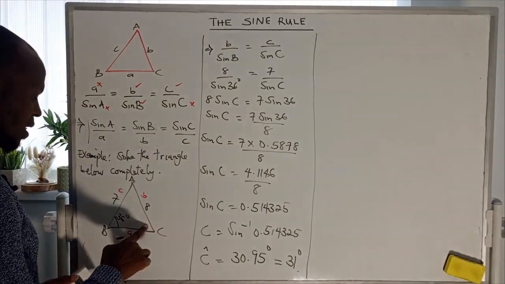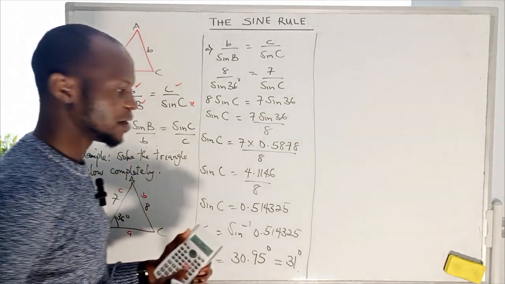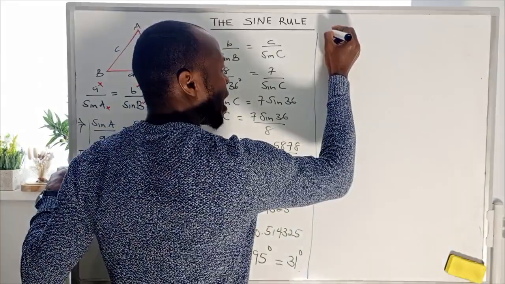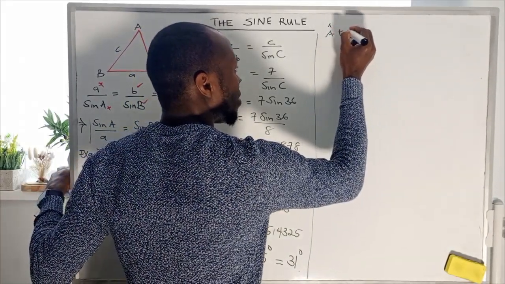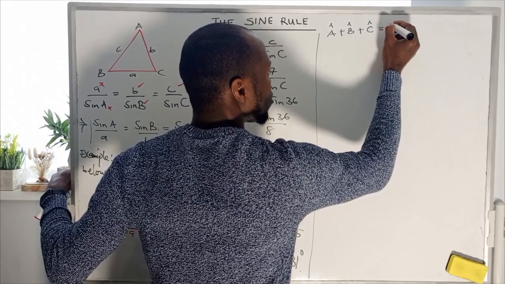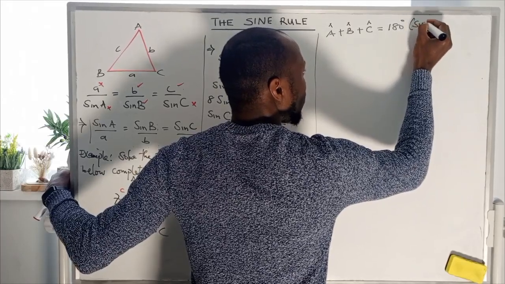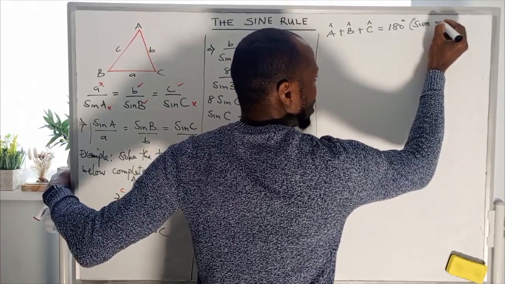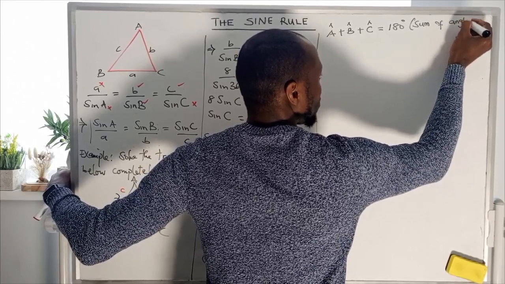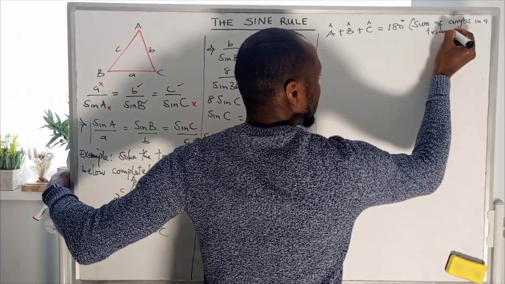So I know my angle C, I know my angle B. If I want to find my angle A, I can find it. Now I know 2 angles, I can find the third angle. Don't forget, my angle A plus my angle B plus my angle C is equivalent to 180 degrees. Why? Because the sum of angles in any triangle is equal to 180 degrees.